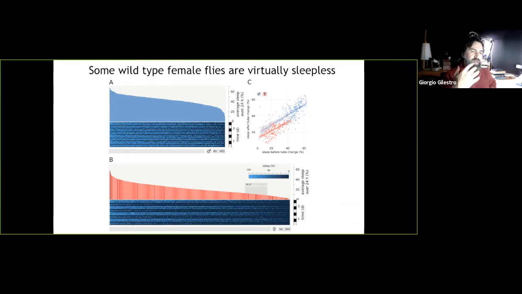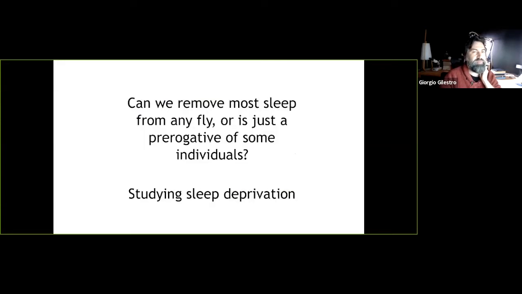So these animals can cope with only a few minutes of sleep a day. The animals where we found the shortest sleep amount were in the range of 20, 30 minutes a day, which is again similar to what has been observed in the most extreme short sleepers, like cavefish. So does it mean that we can remove most sleep from any fly, or is this just a prerogative of some lucky or unlucky animals, if you want to put it that way, that we uncover through our extensive analysis?